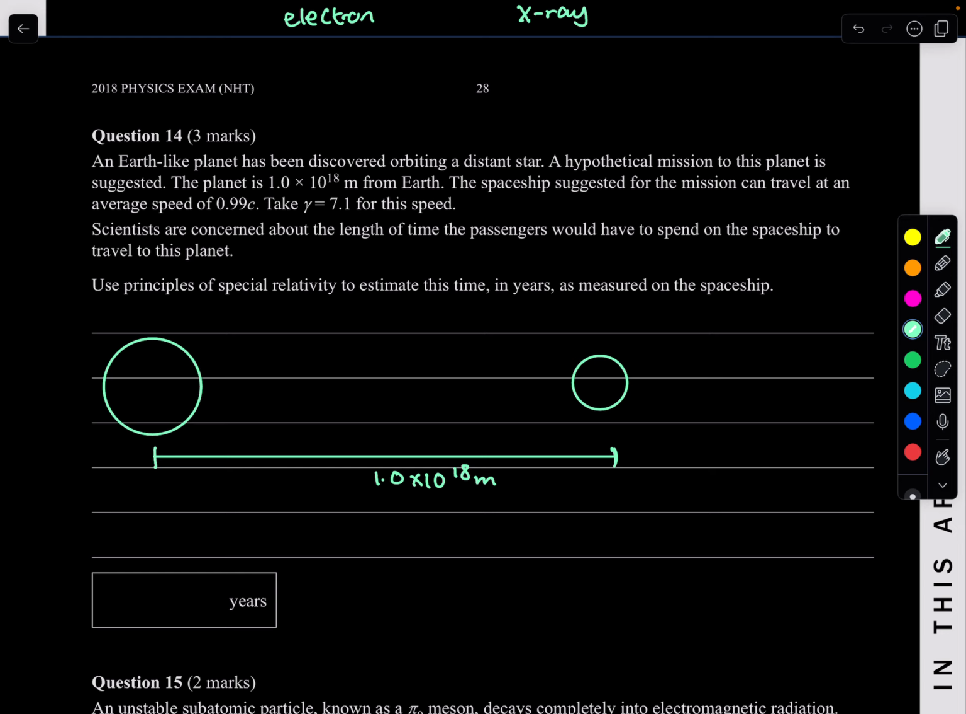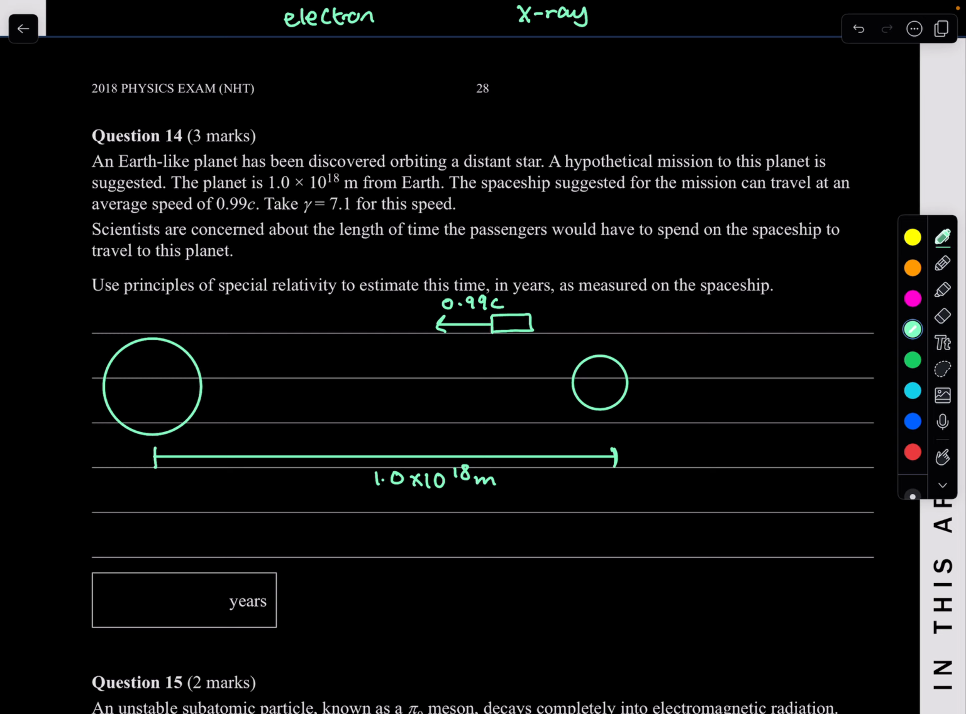Imagine we had a spaceship, which I'm going to draw as a box. Imagine it's traveling to that planet at that velocity, 0.99c. Easy. Scientists are concerned about the length of time that the passengers would have to spend on the spaceship to travel to this planet. Use principles of special relativity to estimate the time in years measured on this spaceship.